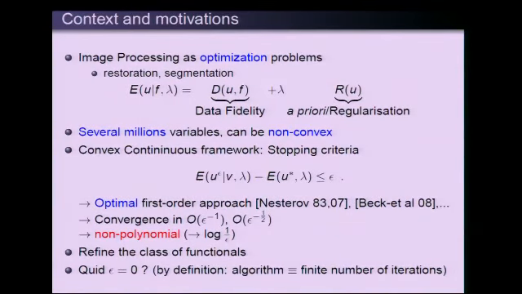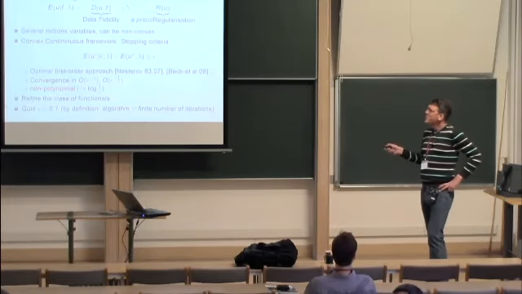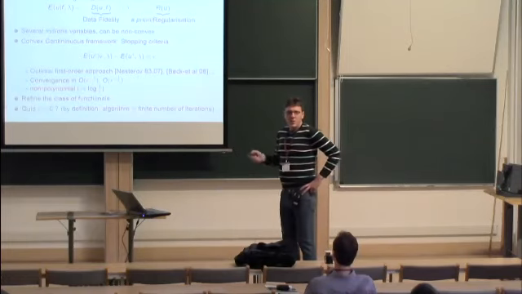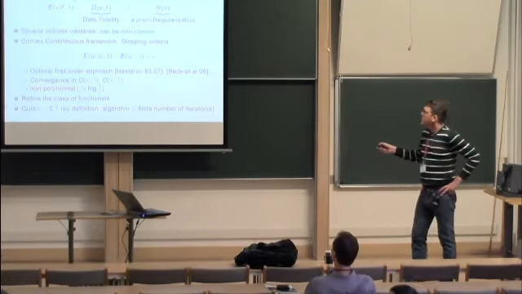So this is a huge problem. Bit louder? Okay. All right. This is a big problem because U is an image or a signal, so it's typically hundreds of thousands of variables, a million variables of pixels, and it can potentially be non-convex.